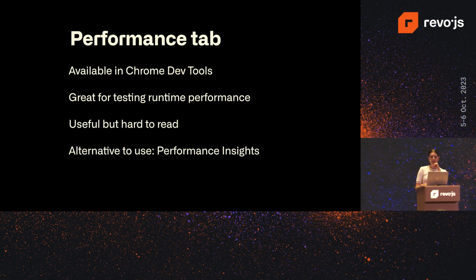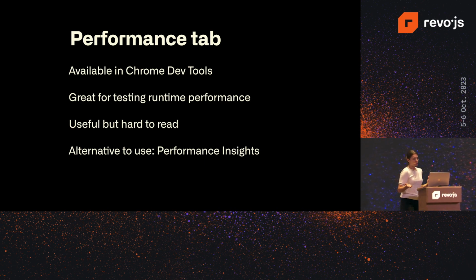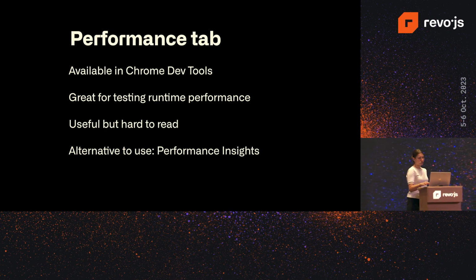The next tool is the Performance tab, which is also available in Chrome DevTools. It's great for testing runtime performance, so the smoothness of the page. It is useful, but hard to read. A lot of people try to view it, try to run the test, and then they're like, I have no idea what's going on in there, really. There's a lot of things to see. Unfortunately, it's also not accessible for screen readers. I was trying to use it, and it's just not reading much.